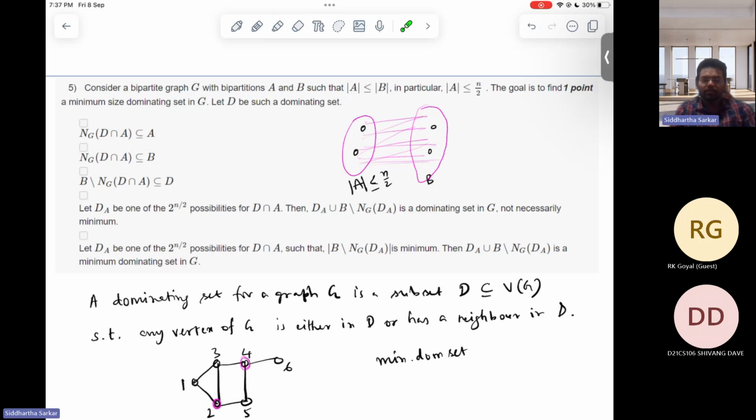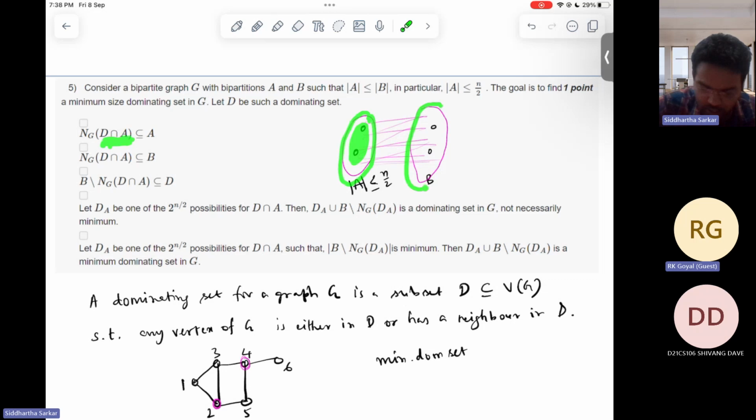I understand what you're saying. So you're saying that D intersection A is a subset of A, and therefore the cardinality of D intersection A is smaller than the cardinality of A. And because the cardinality of B is larger than the cardinality of A, therefore the cardinality of D intersection A is also smaller than the cardinality of B. But that doesn't say anything about the subset relationship. Subset means all the vertices in this part are contained in A.